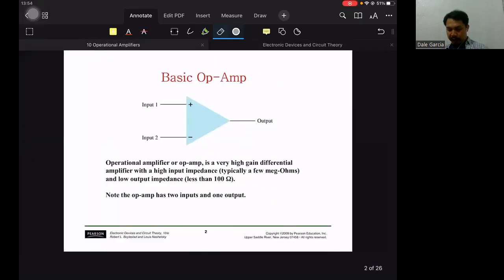So basically, an operational amplifier or op-amp is a very high gain differential amplifier with high input impedance and low output impedance. Simply stated, that's it. No? Maragin na iyahang basic working definition. Very high gain differential amplifier with high input impedance, few mega ohms daw, and low output impedance, less than 100 ohms.